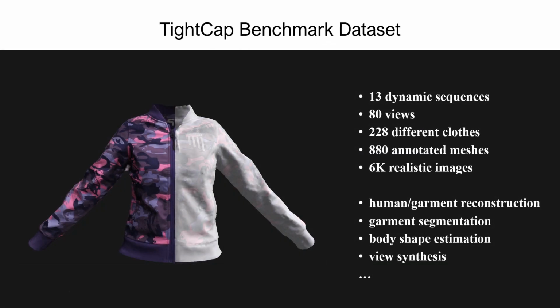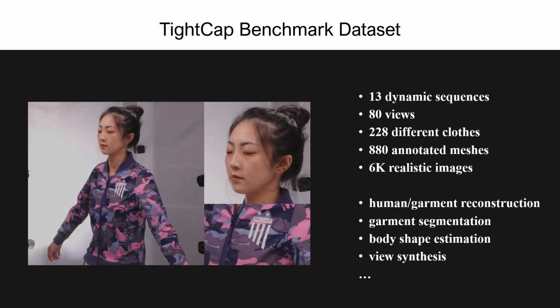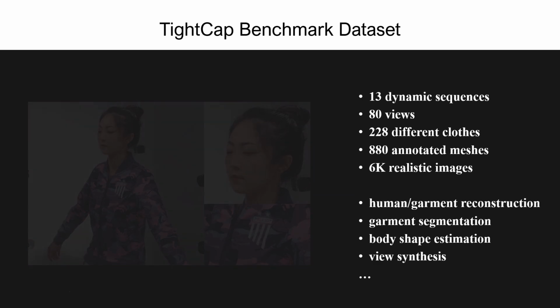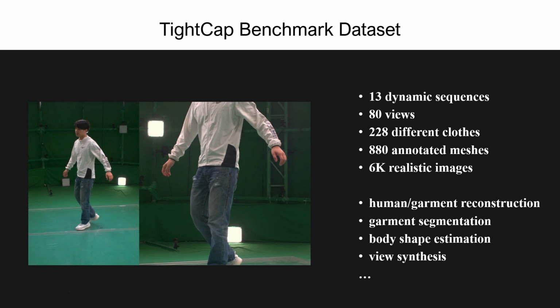To stimulate more research tasks, we introduce our TightCap benchmark dataset. It includes 80 capture views, various dressed human meshes, annotated body geometry, segmented individual pieces of garments, and reconstructed meshes. We believe the TightCap dataset can support enormous 3D tasks, like human or garment reconstruction, garment segmentation, body shape estimation, and view synthesis.